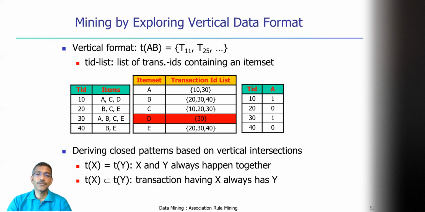After you create the bitmaps, it's just a case of ANDing operations to check what the frequency of a given pattern is, right? If you want to find whether AB is a frequent pattern, you do an AND of A and B and find the count. Also, by just doing the individual counts for these bitmaps, you can find whether they are frequent or not, right?